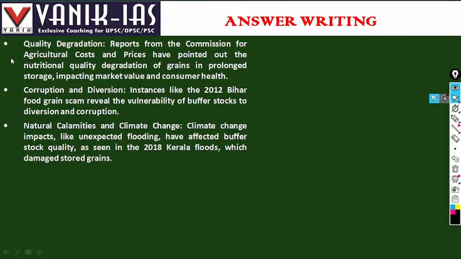Quality degradation: reports from the Commission for Agricultural Costs and Prices have pointed out the nutritional quality degradation of grains in prolonged storage, impacting market value and consumer health. Corruption and diversion: instances like the 2012 Bihar food grain scam revealed the vulnerability of buffer stock to diversion and corruption. Natural calamity and climate change impact: unexpected flooding has affected buffer stock quality, as seen in the 2018 Kerala flood which damaged stored grains to a considerable extent.